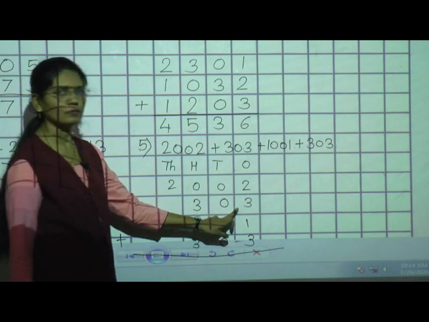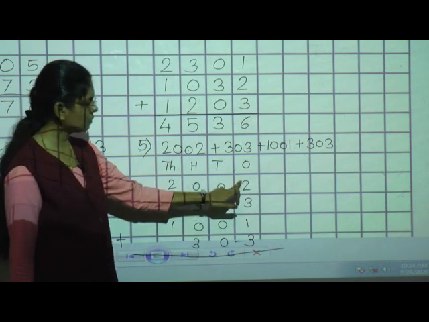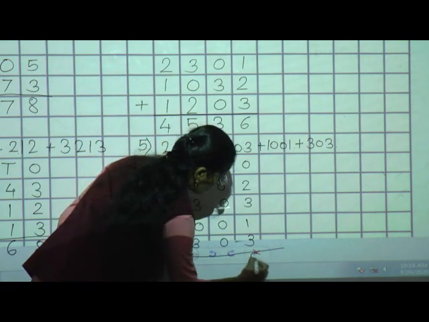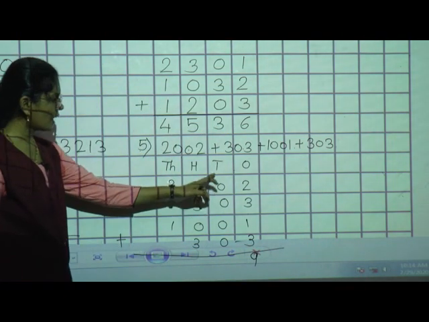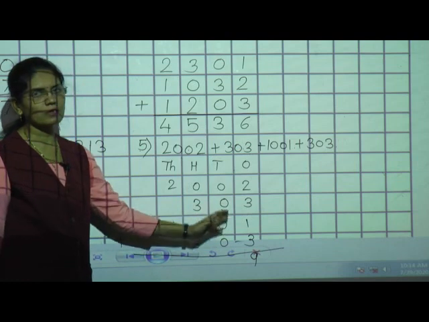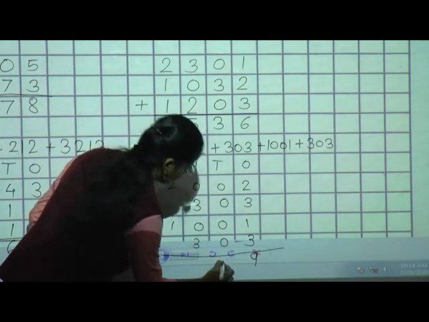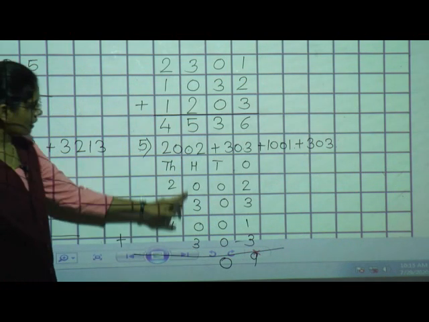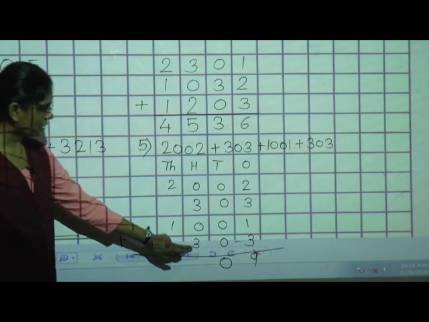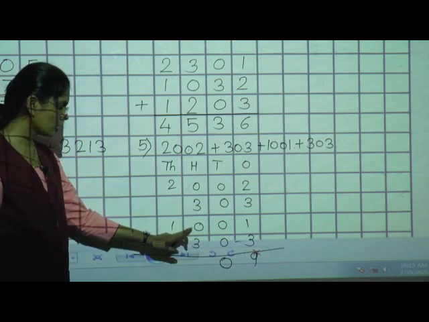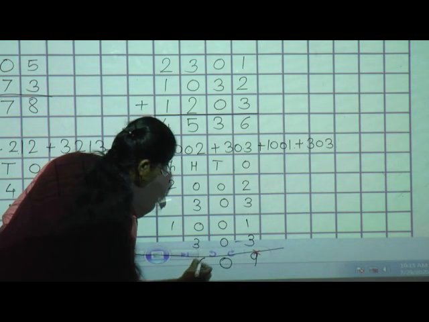Now see the addition. 2 plus 3. After 2 count 3 fingers. 2 plus 3, 5. 5 plus 1, 6. 6 plus 3, 9. Now see at tens place. Here at tens place everywhere 0 is there. So 0 plus 0 plus 0, 0. Now see the hundreds place numbers. At 100 place here 3 is there, and here also 3 is there. So 0 plus 3, 3. 3 plus 0, 3. Again 3 plus 3, 6.